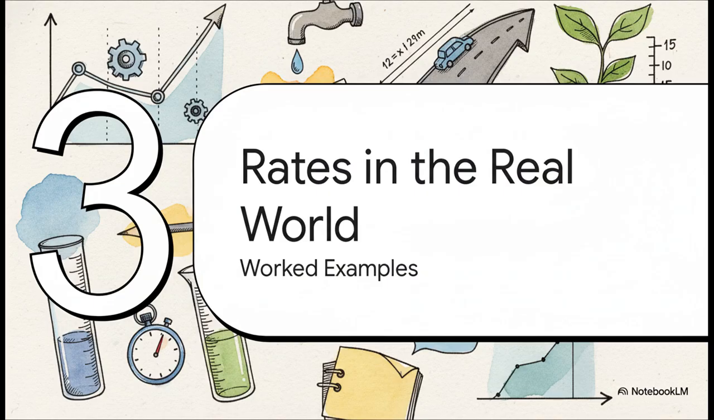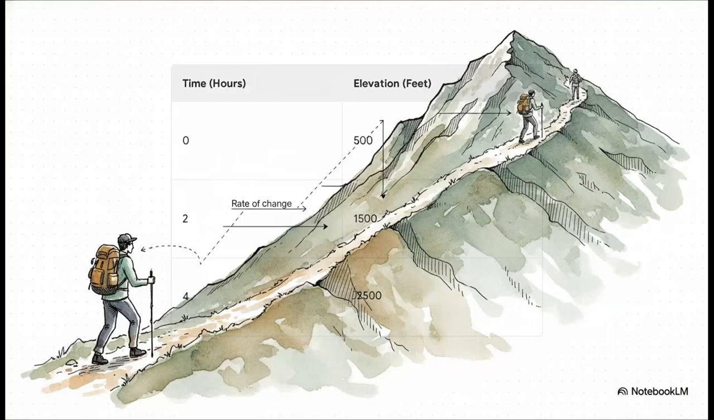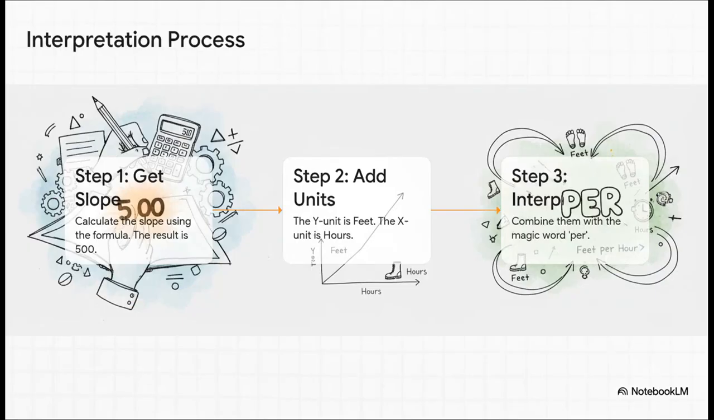Okay. Theory is great, but let's make this real. We're going to walk through a couple of examples, step by step, to see how this actually works in practice. Let's start with a hiker. We've got some data here showing their elevation in feet at a few different times in hours. Our mission is to figure out their rate of change and, more importantly, what it means. We're just going to follow a simple 3-step process. First, we do the math using our trusty slope formula. That gives us 500.